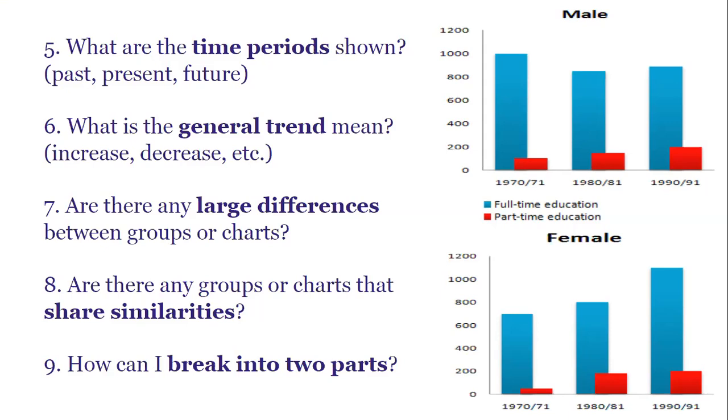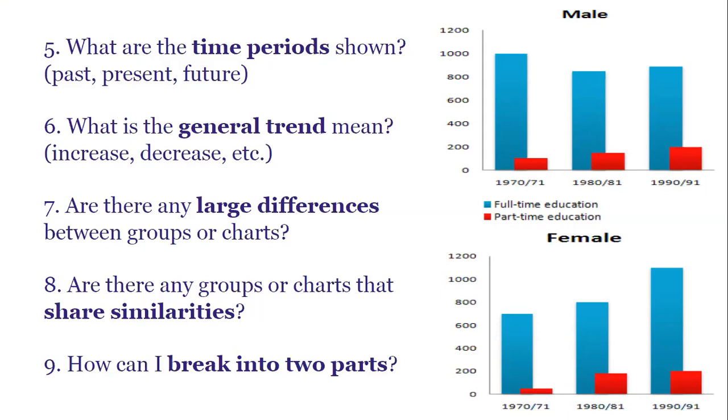The next question, are there any large differences between groups or charts? We can see large differences between full-time and part-time in the participation of males and females. Are there any groups or charts that share similarities? Yes, this is clear in front of us as well. In the males and females, we can see similarities. In full-time, there is only a minor difference in the participation of males and females, and the same in part-time as well.